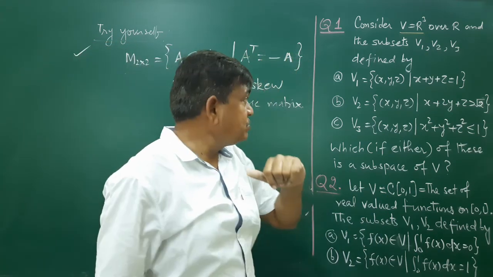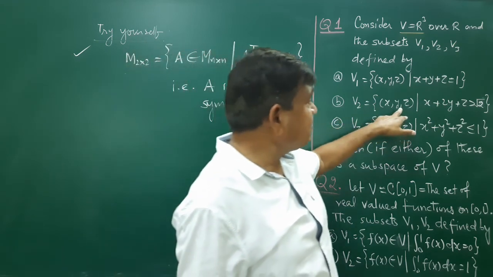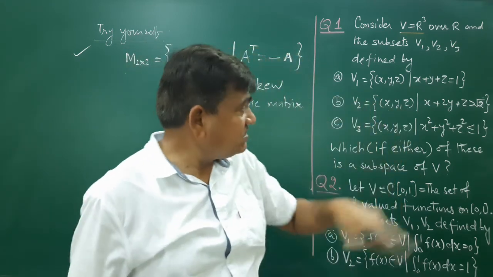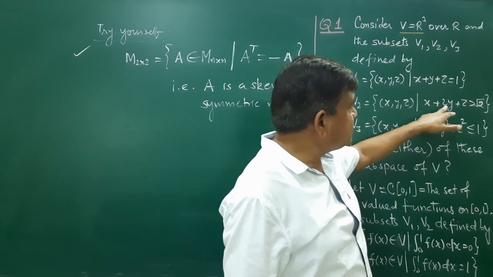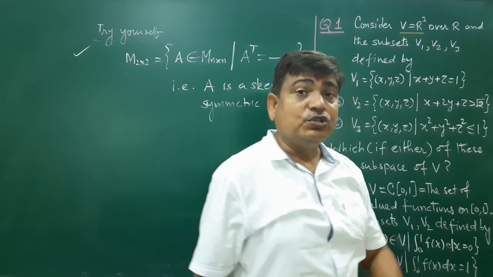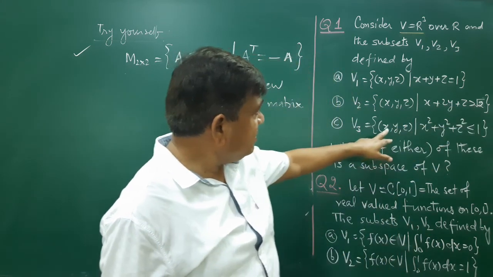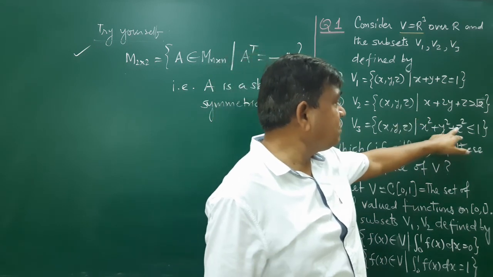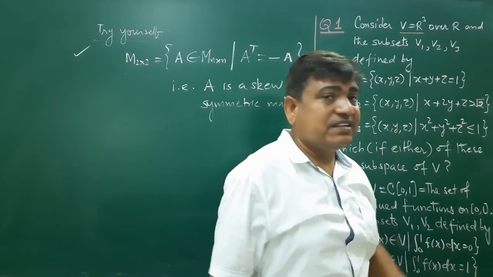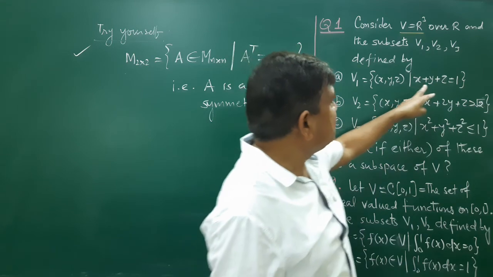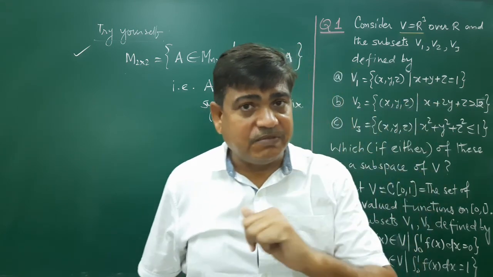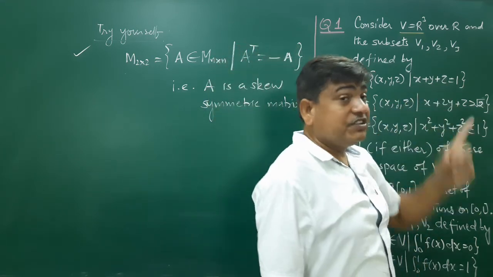Second one, again the point is in 3D with this condition: x plus 2y plus z is greater than root 2. V3 is the set of x, y, z such that x square plus y square plus z square is less than or equal to 1. You remember, this is the equation of a plane. I am giving you the hint.